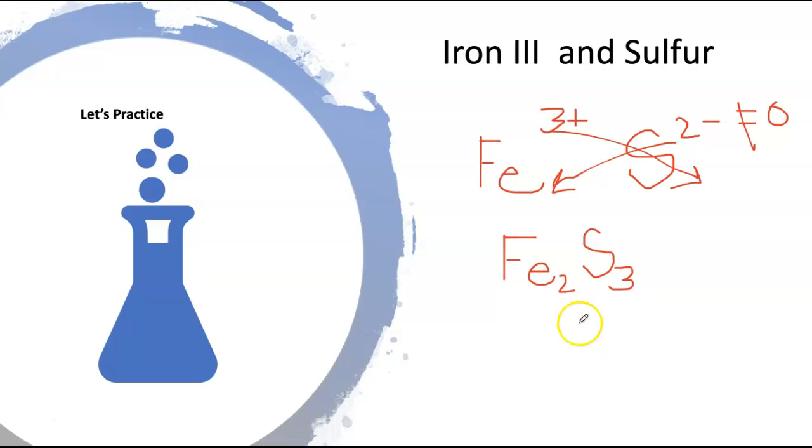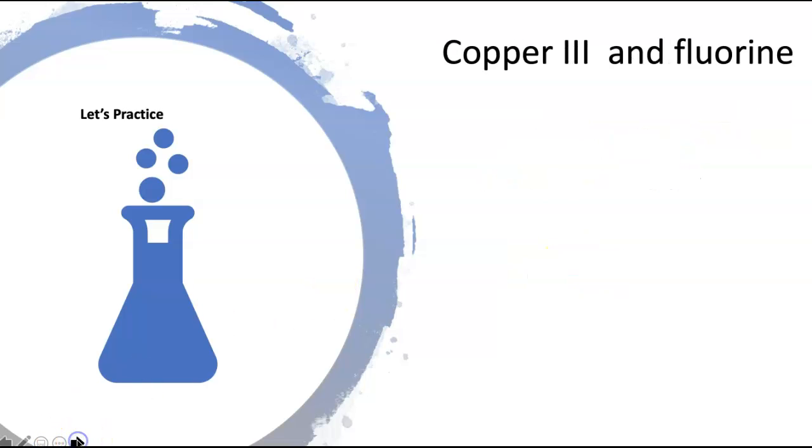Take a look at it. Do we need to reduce it? Fe2S3? No, those are in the lowest whole number terms that we could have. So if you had this and you wanted to figure out what the charge of the iron was, you can always work your way backwards. You can say, oh, well, that 3 originally came from Fe, so that's iron-3. Just another way to take a look at that.